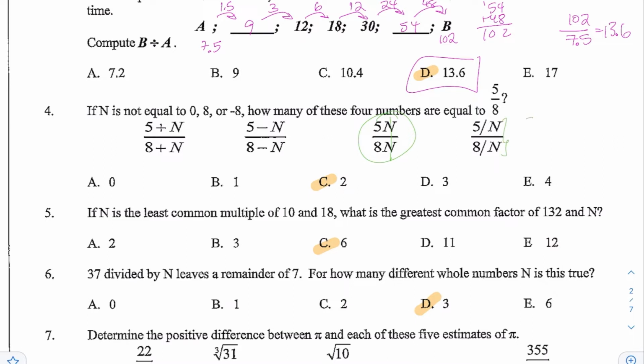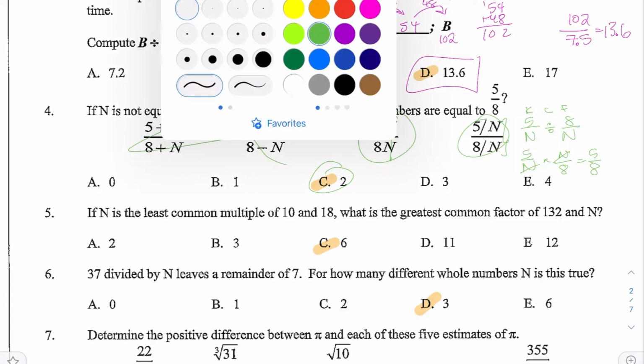If you have 5/n divided by 8/n, here you can do keep, change, flip for this complex fraction. And you have 5/n times the reciprocal, which is n/8. The n's cancel out. This equals 5/8 as well. So the answer is going to be 2, choice C. If you add or subtract the same number from the numerator or the denominator, it won't always be equal to 5/8. So the first two are going to be wrong.